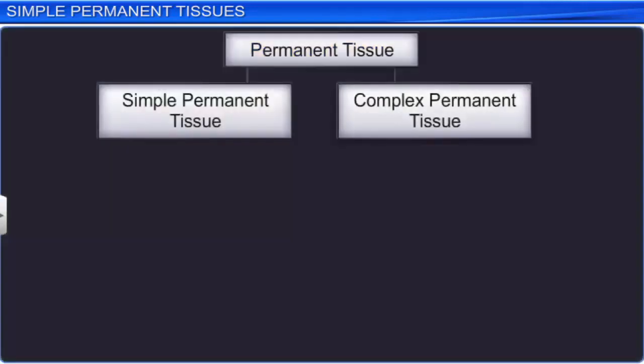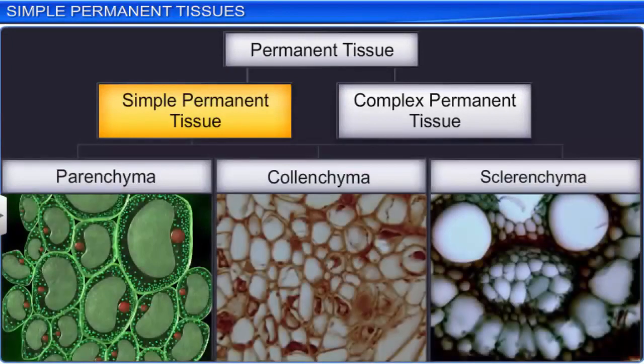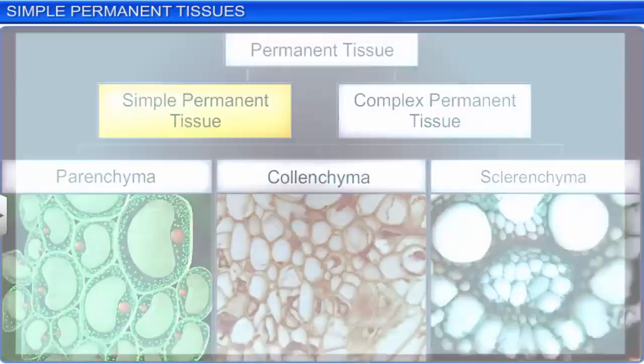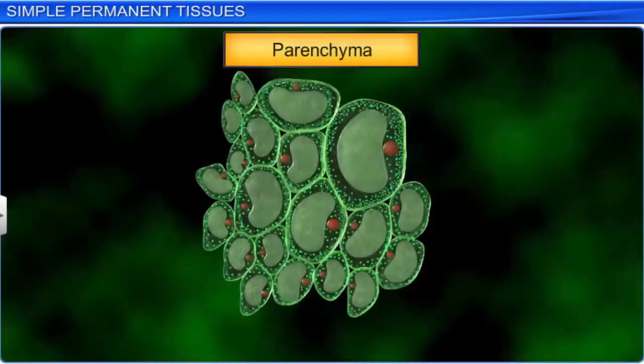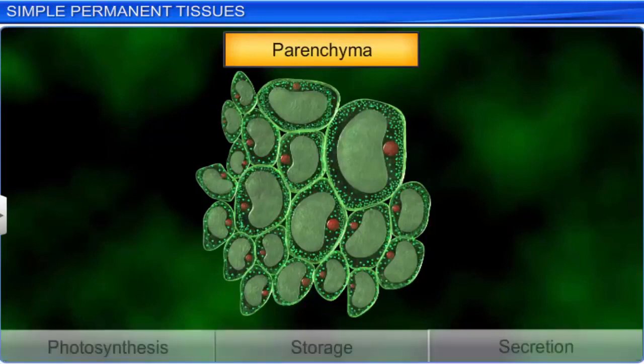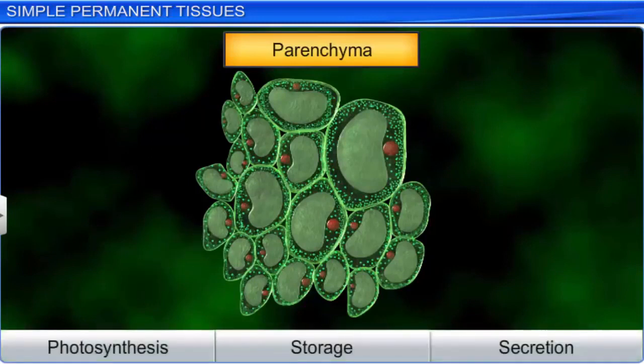There are three types of simple permanent tissues: parenchyma, collenchyma, and sclerenchyma. Parenchyma is the most common ground tissue. It performs functions such as photosynthesis, storage, and secretion.